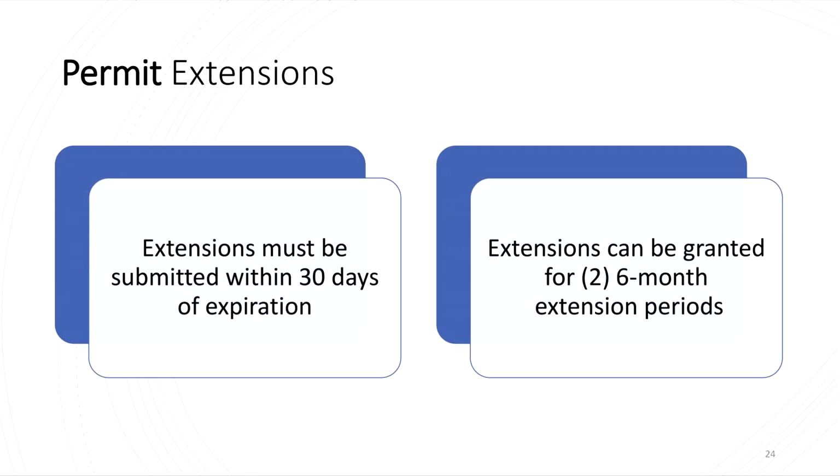You can also extend your permits. Extensions must be submitted within 30 days of expiration. Extensions can be granted for 2 6-month extension periods. Anything more than that has to be granted by the director of DPIE or his or her designee. Please keep in mind that with each inspection, it extends the life of a permit for an additional 6 months. And if the applicants keep up with their inspections, an extension should not be required.